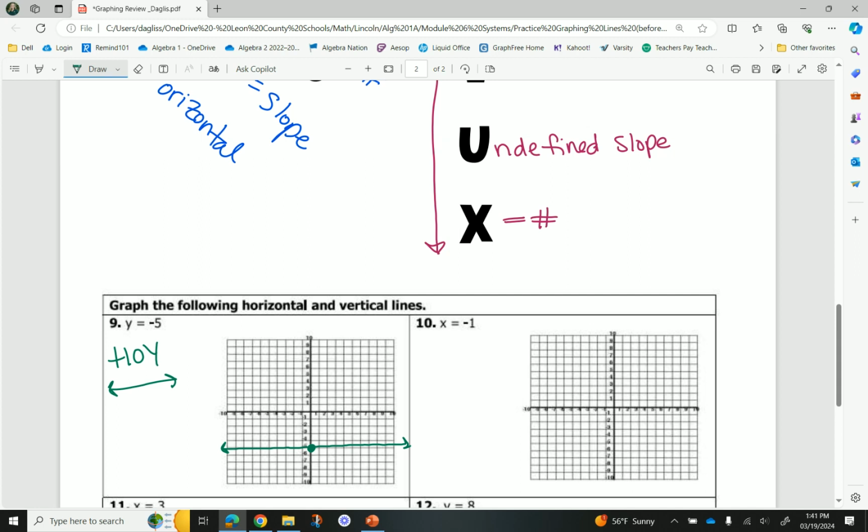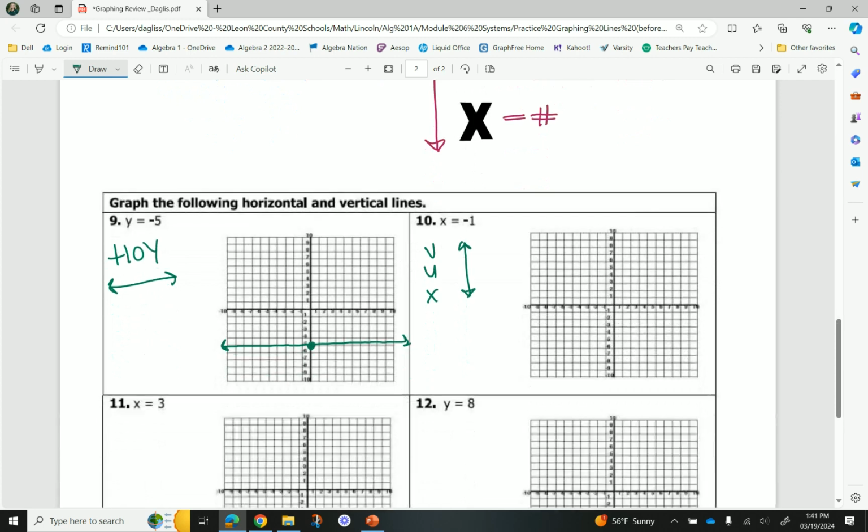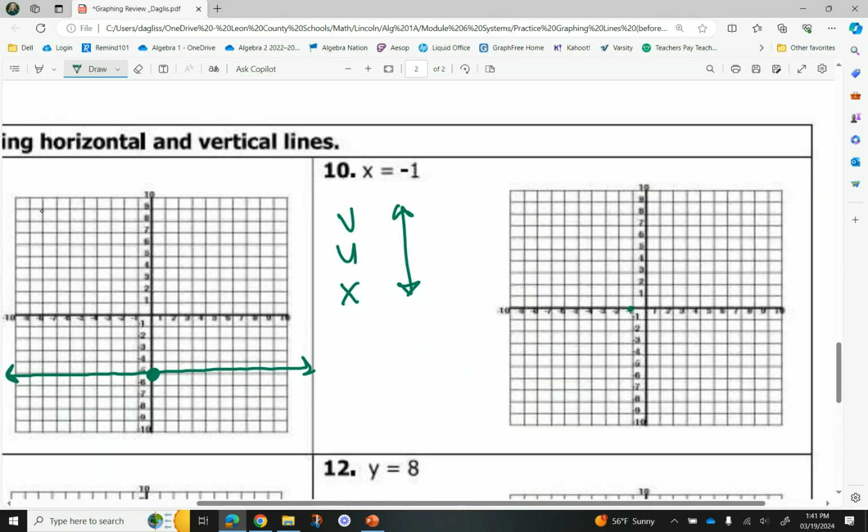Number 10. X equals -1. Hoy or Vux? It is going to be Vux. It's vertical. I'm going to find -1. There we go. X equals -1.